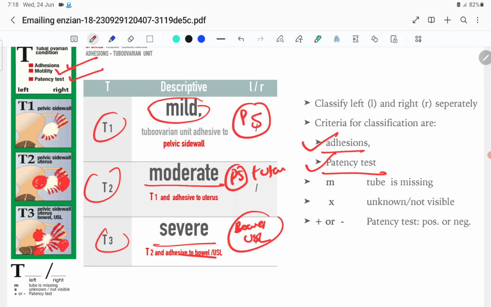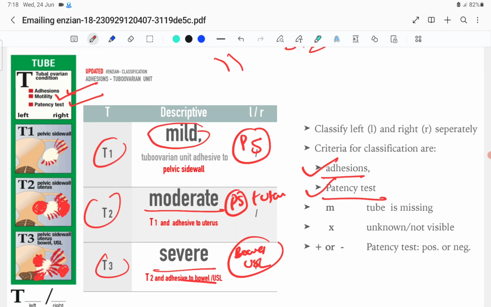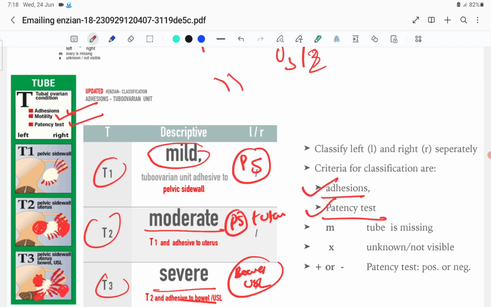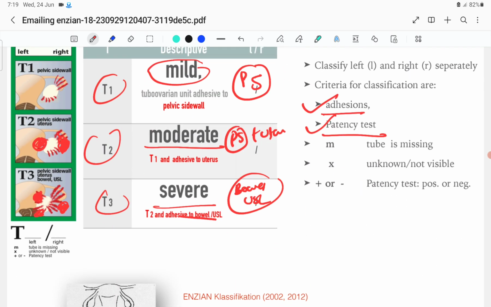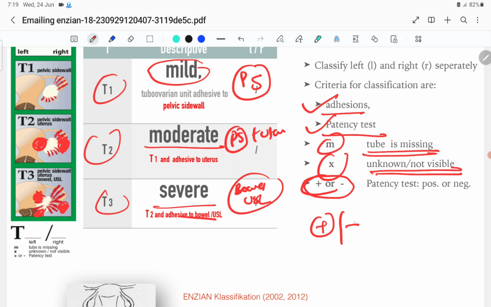So T1, T2, T3, and again the lesion size you have to divide: less than 1 centimeter, 1 to 3 centimeter, 3 to 7 centimeter, more than 7 centimeter. Here again you have to remember M is for tube missing, X is unknown or not visible. For the tube you have to see the patency also. So plus means positive patency test, negative is minus.